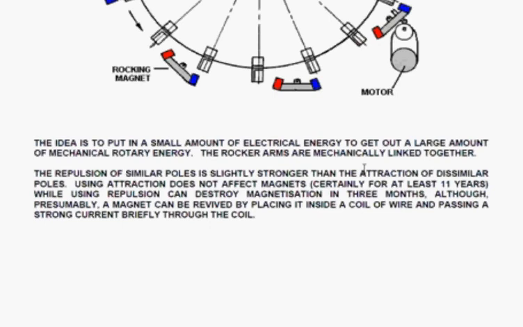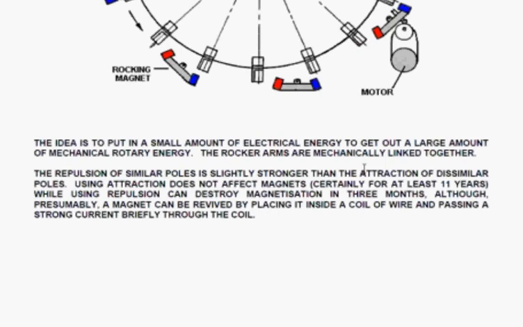In other words, if you push two north poles together, they push away from each other more powerfully than if you have a north pole and a south pole moving towards each other. It's not a great difference, but there is a difference.